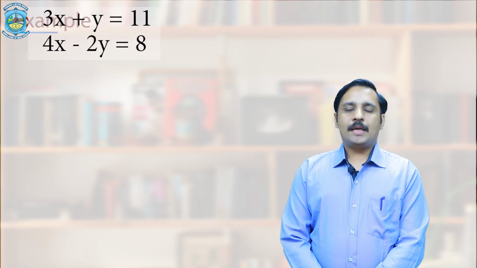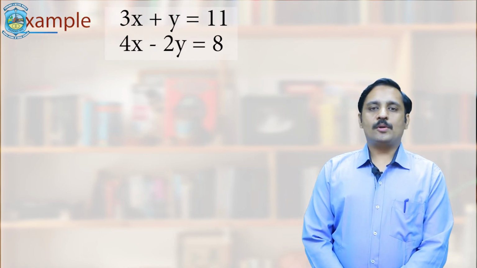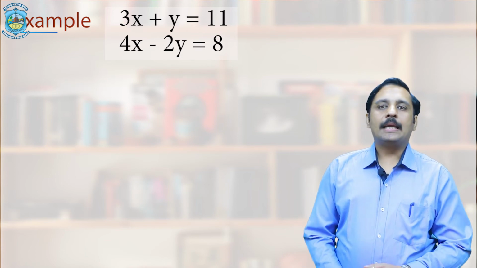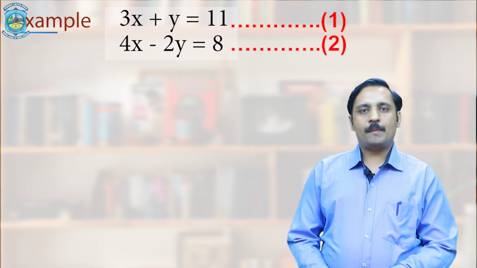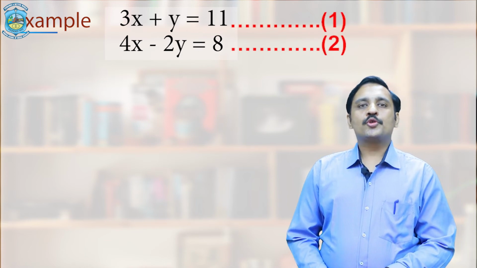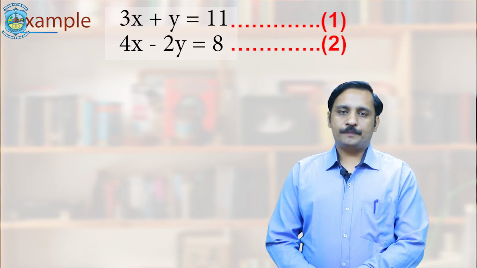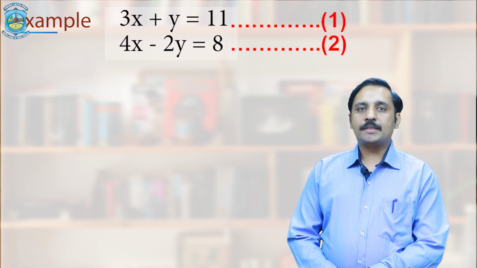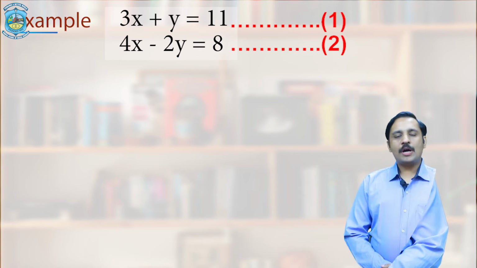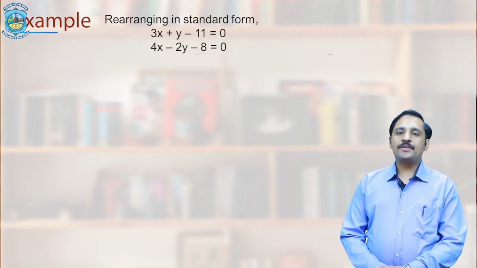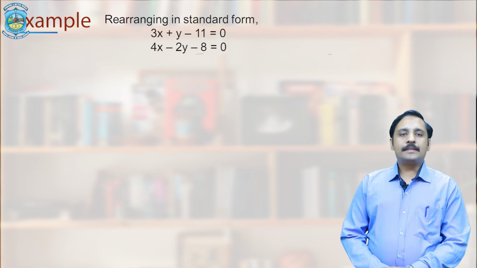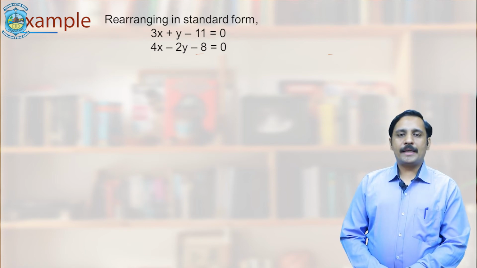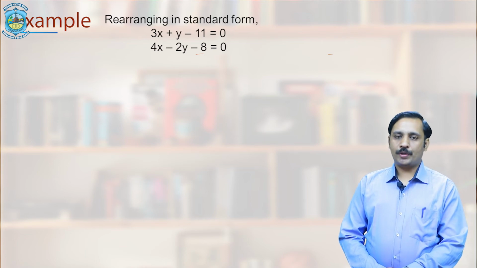Suppose we are having equations as 3x plus y is equal to 11 and 4x minus 2y is equal to 8. Let us mark them equation number 1 and equation number 2. In order to solve this using simultaneous equation, we have to first rearrange them in the standard form, as these equations are not in the standard form. So after arranging, we have the values in the standard form as 3x plus y minus 11 is equal to 0, 4x minus 2y minus 8 is equal to 0.